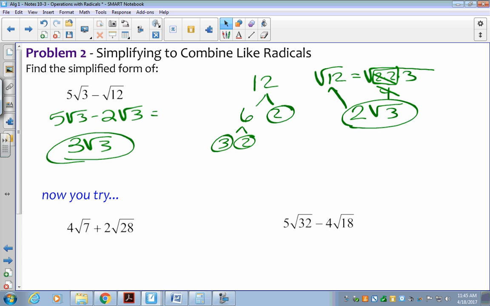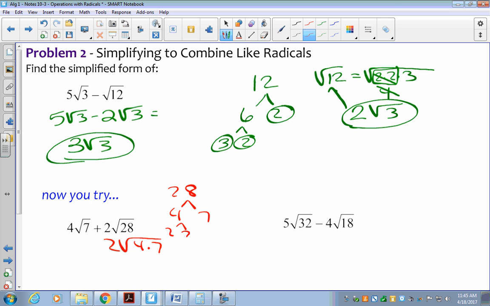Peyton, what magic perfect square lives inside of 28? 2. 2 is what we get when we take the square root. What is it before we square root it? 4. It is 4. 4 times 7 is 28. You can factor tree that out and see that this is 2 times 2 times 7. The 2's are buddies, they're pairs.